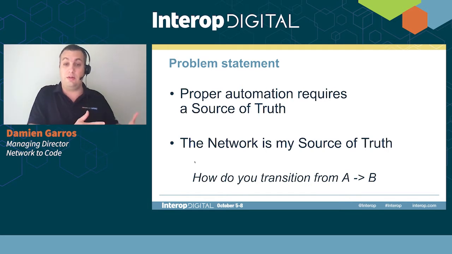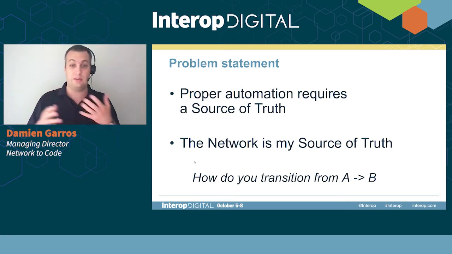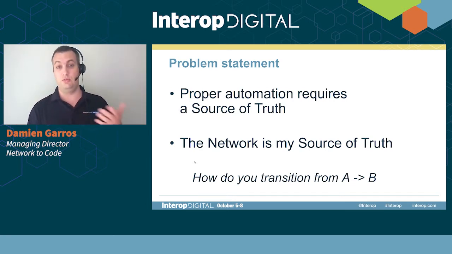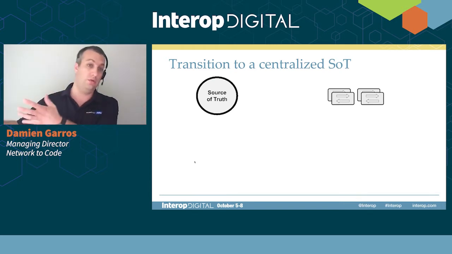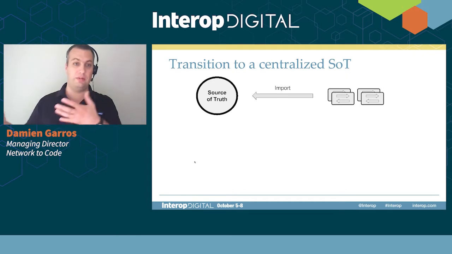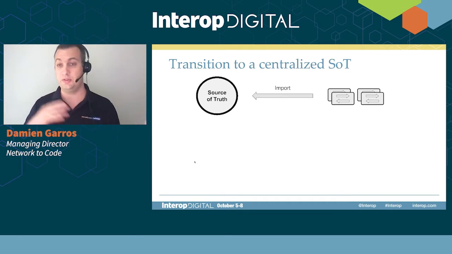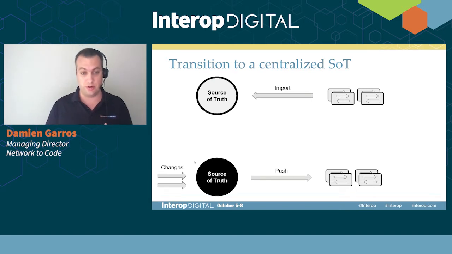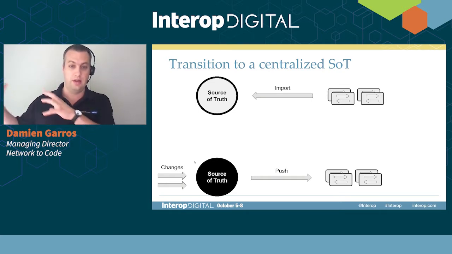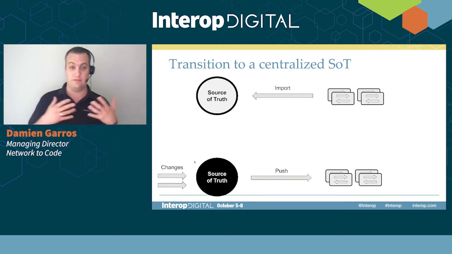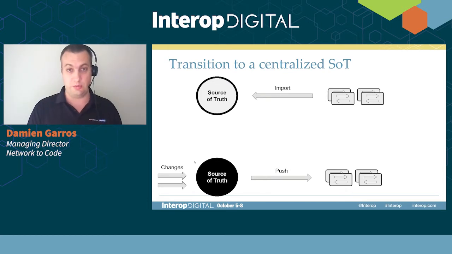If the network is already there and the network is your source of truth, how do you go about transitioning, what I call from A to B? That is, transitioning from my network is the source of truth to I have a proper centralized source of truth. So if you look at the steps, on day one you have your network, it is the source of truth, and you want to build a new one. So you're going to import everything. And I always say, okay, I transferred my source of truth, and now I want to be able to push changes to my network from the source of truth. That's the definition of the source of truth: when you have everything automated, the changes should be triggered from the source of truth.